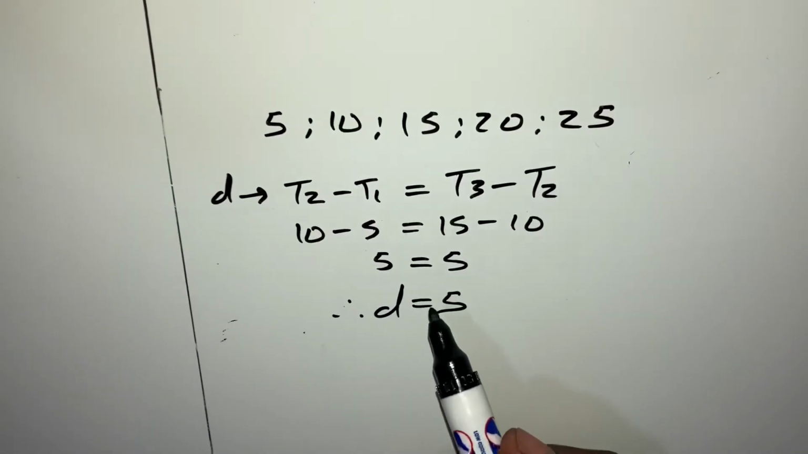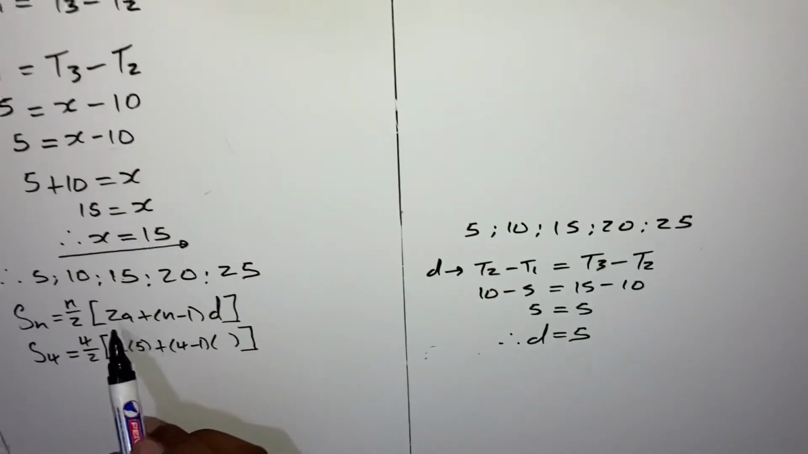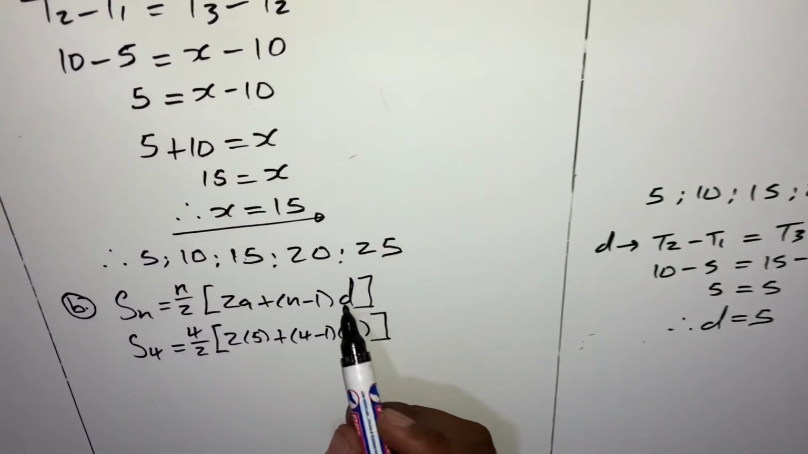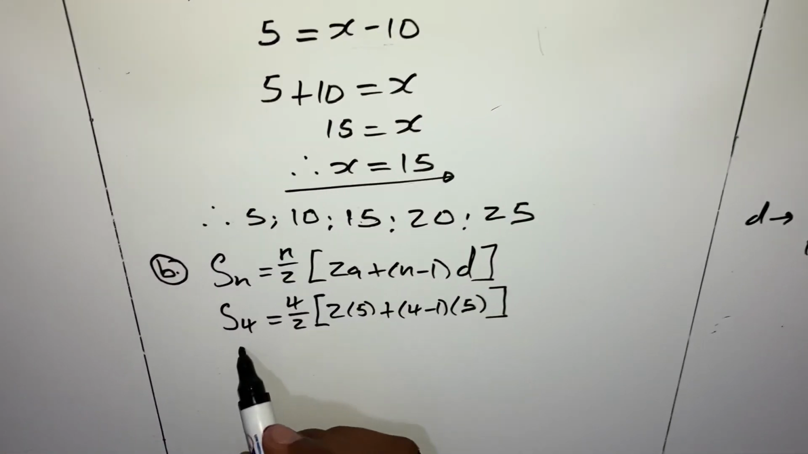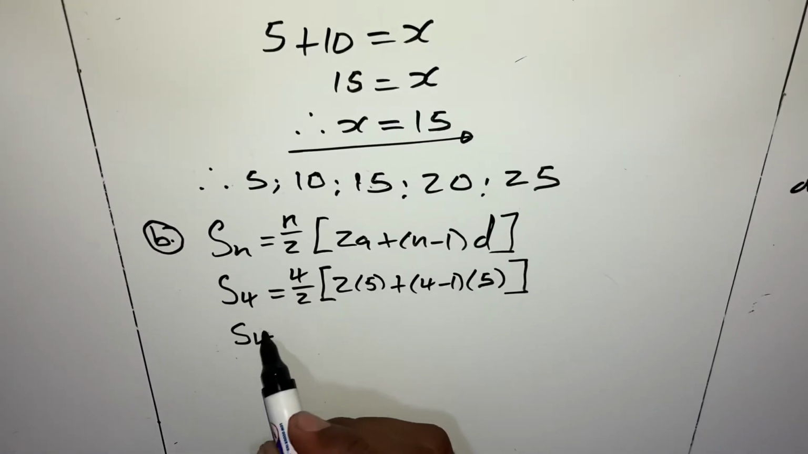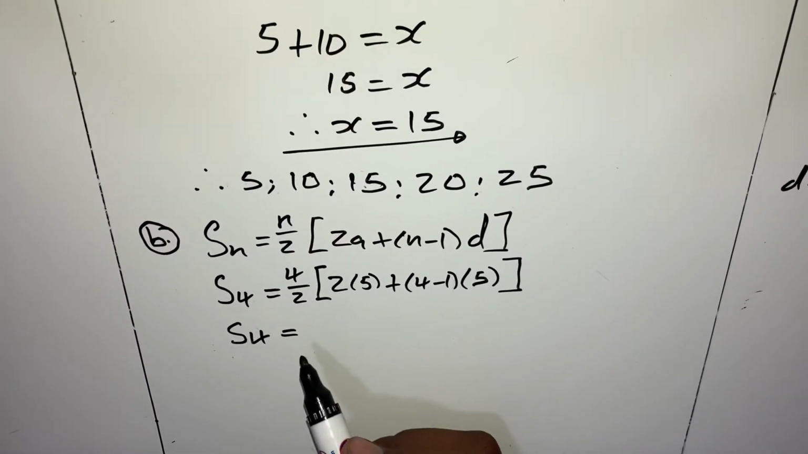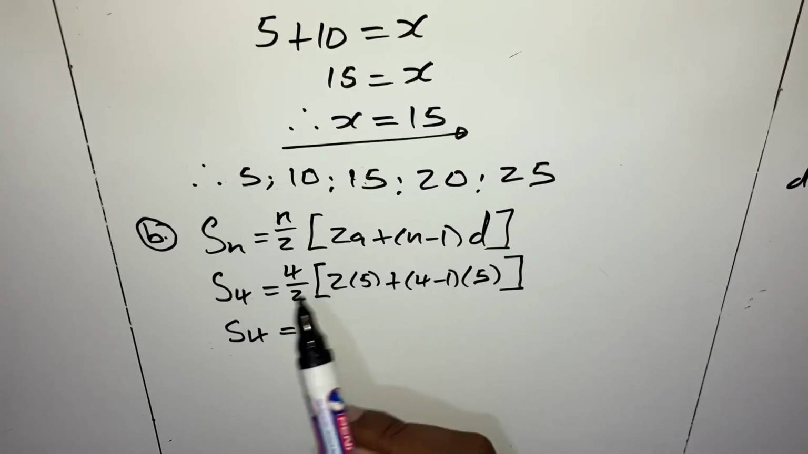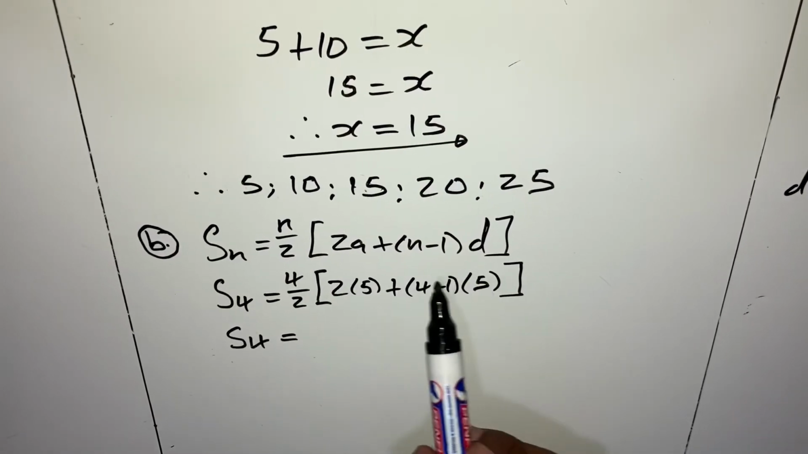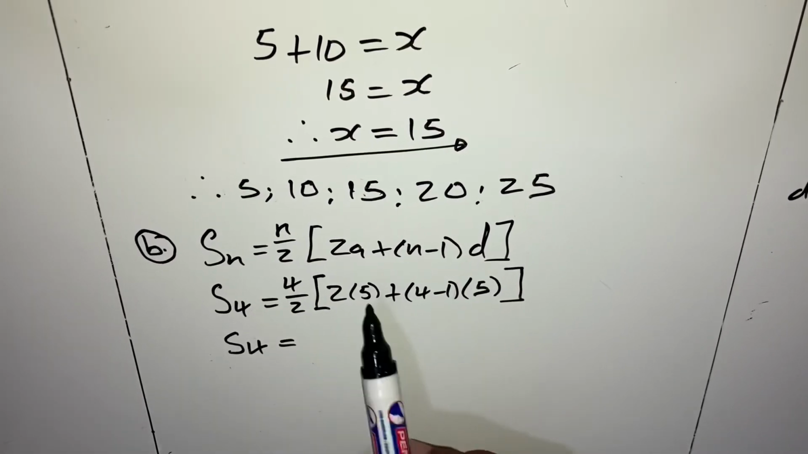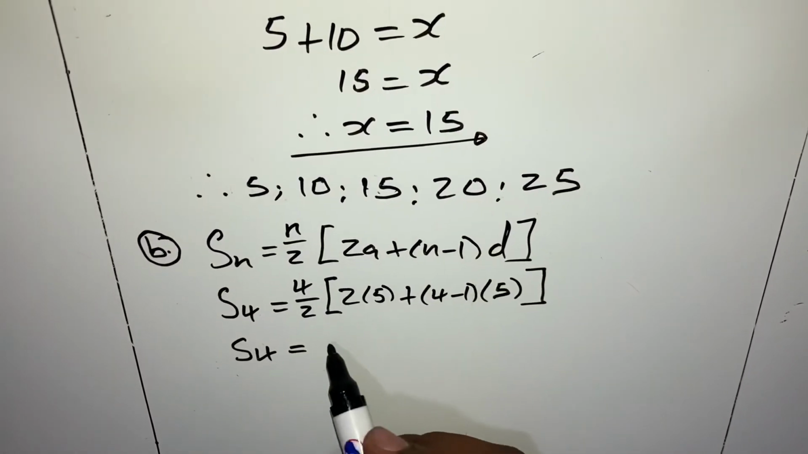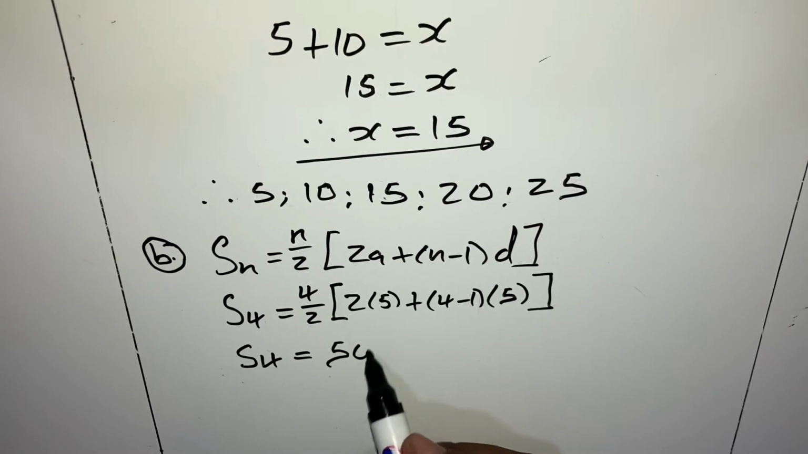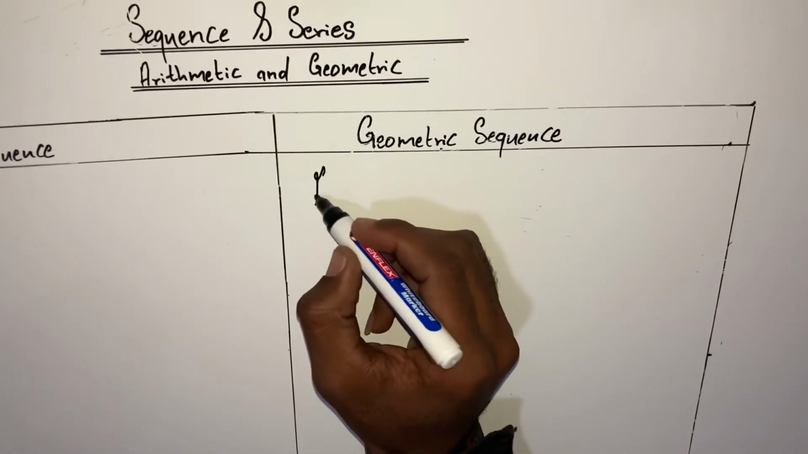Then we go back to our sum. On our formula, we have to substitute our D. We found our D to be 5. Then our sum of the first 4 terms, you will have to punch these on your calculator as it is. Then you'll get that the sum of the first 4 terms on this sequence is 50.